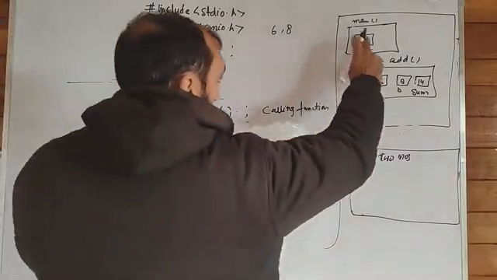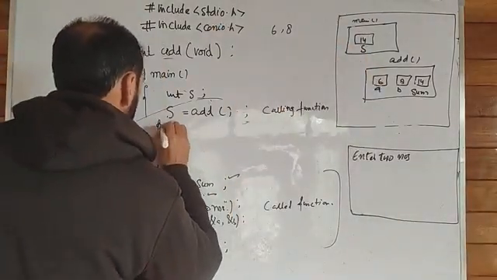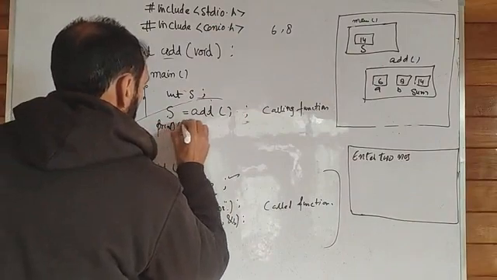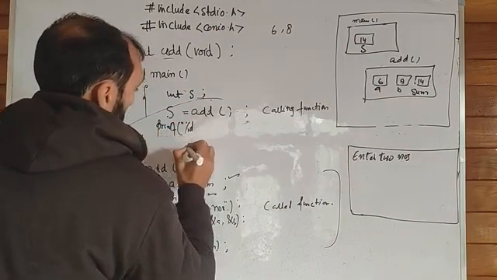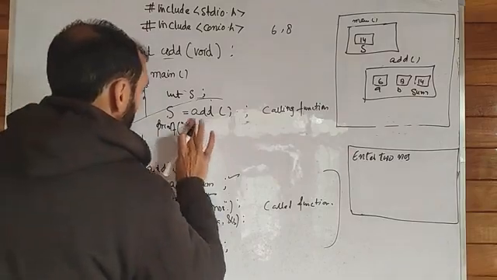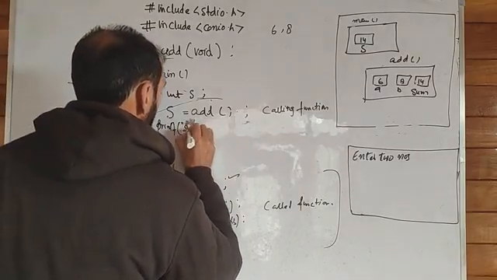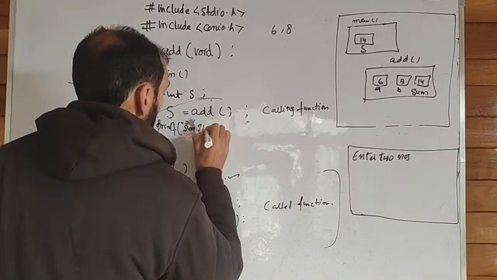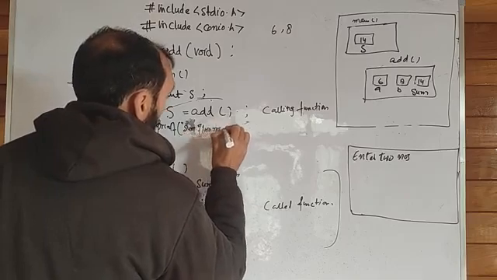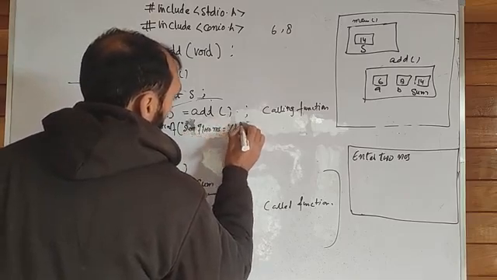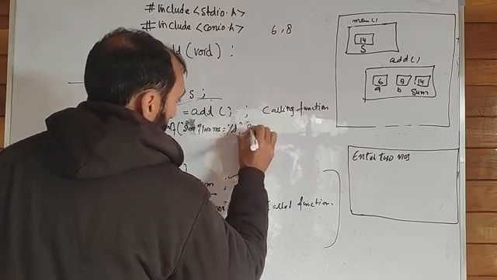What is stored in s? 14. Then printf: sum of two numbers equal to percentage d, of sum.